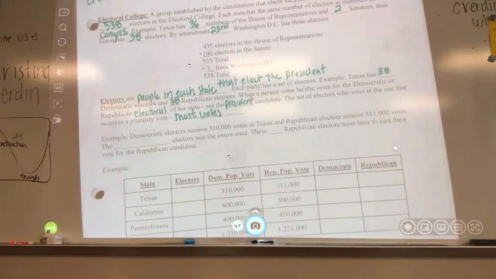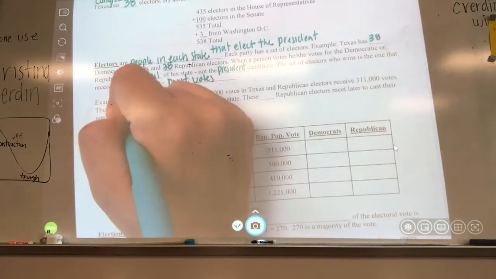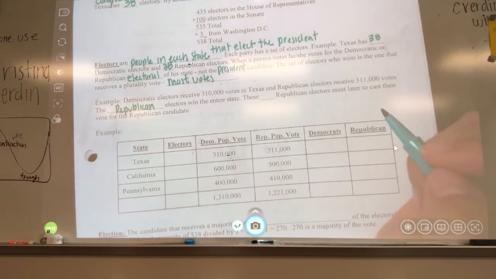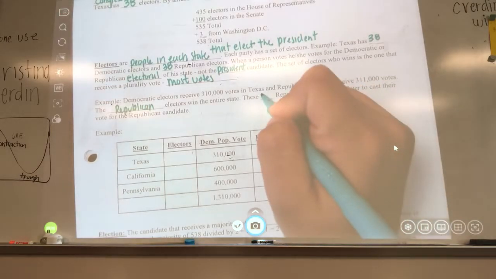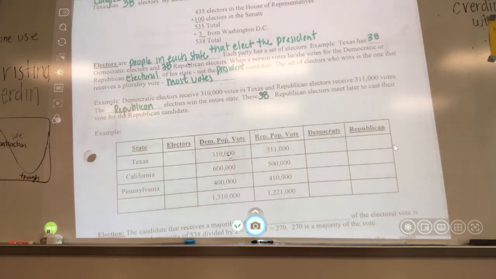Okay, so let's go to this. Let's go to our example. The Democrats received 310,000 votes in Texas, and the Republicans received 311,000 votes. Who wins? The Republican elector wins. And how many electors get to go? How many get to cast their vote? What's the number? 38. Even though Democrats get a good percentage, we just don't divide it up like the popular vote. The Electoral College is a win-all system.